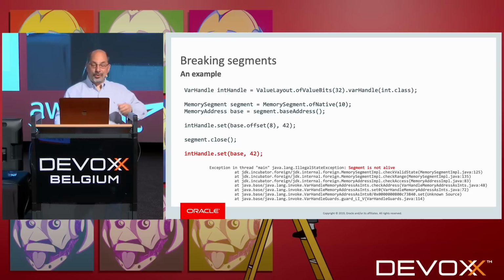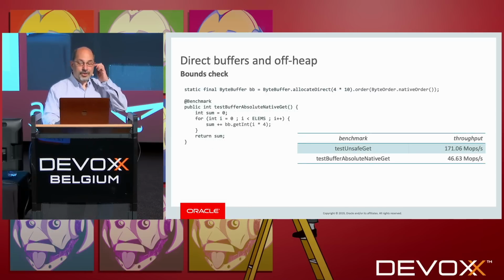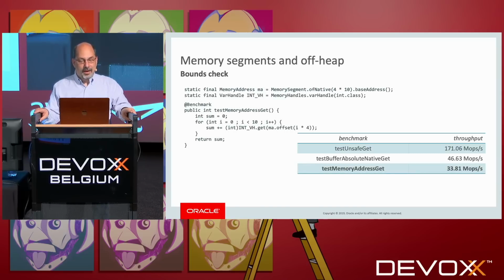Similarly, if I go ahead and close the segment, and then I try to read or write from it, I get a similar exception, this time over temporal bounds, saying, sorry, you tried to access the segment after it got closed. Out of luck. Nice clean exception, no crash. So let's see how it performs. Here are the numbers from the previous chart, the unsafe value and the best that we got with ByteBuffers. Let's see how it works with the memory access API.